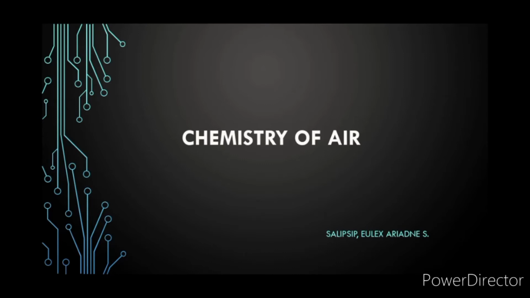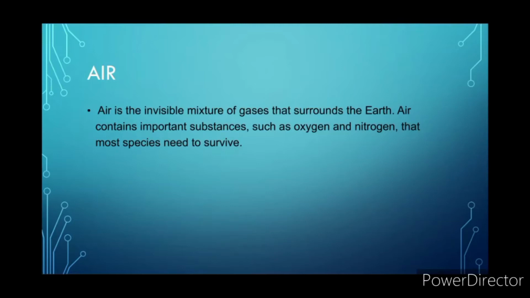We're going to report about the chemistry of air. So first of all, what is air? Air is the invisible mixture of gases that surrounds the Earth. Air contains important substances such as oxygen and nitrogen that most species need to survive.